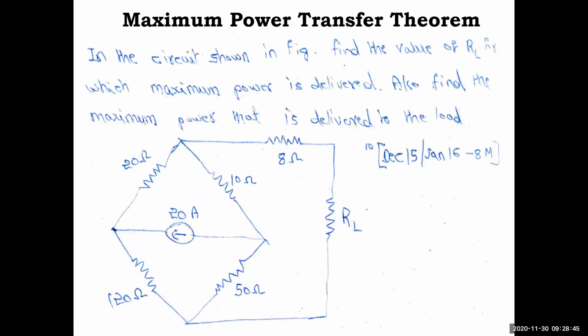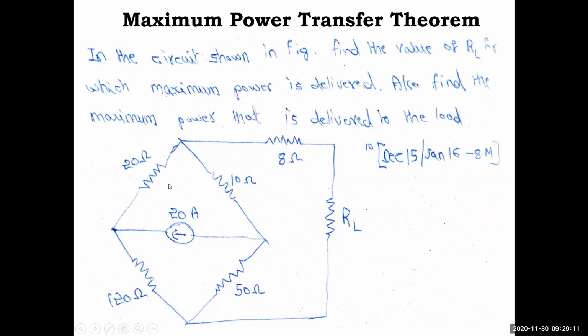Note down the first question. This is a completely resistive network. In the circuit shown in figure, find the value of RL for which maximum power is delivered. Also find the maximum power that is delivered to the load. So this is the question asked in the maximum power transfer theorem. First, you need to find RL. Second, at that RL, what is the maximum power delivered to the load.